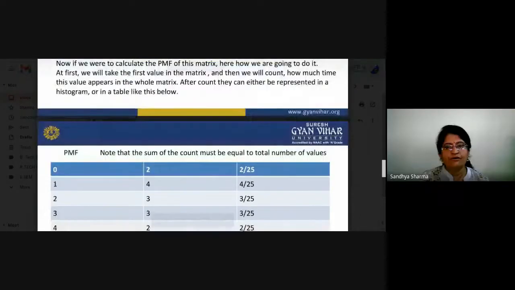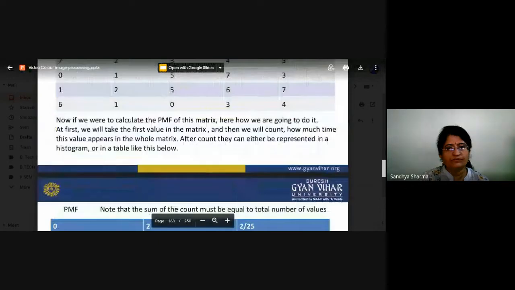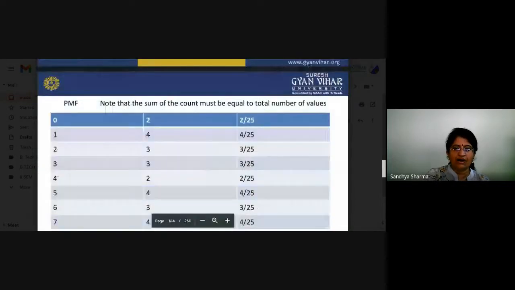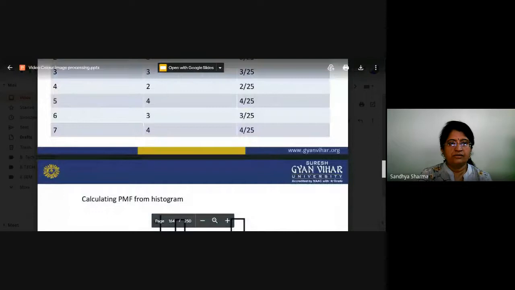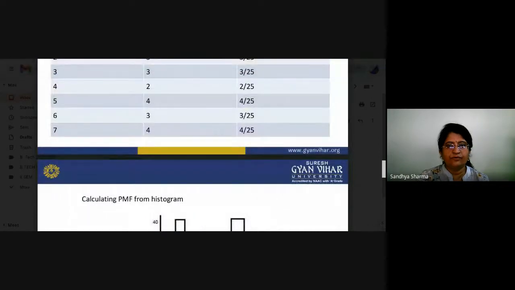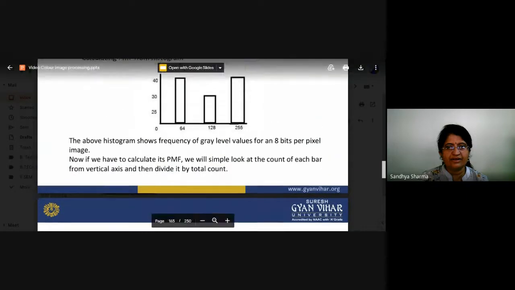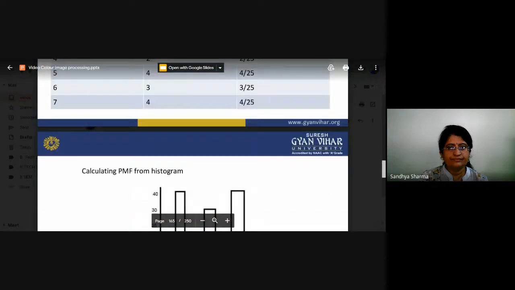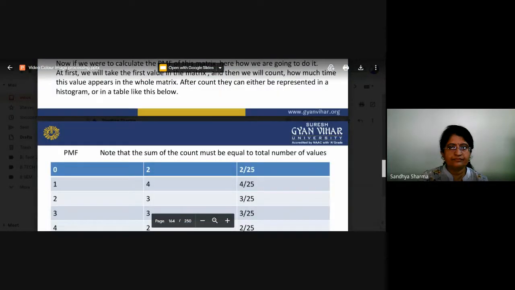So we have to calculate the PMF of this matrix. First, we take the first value in the matrix, and then we count how many times this value appears in the whole matrix. After counting, the results can be represented either in a histogram or in a table. So you write it like this, 4 will be 4, 4, 4. Then you can write it in this way and make this. So this is the calculation. Note that the sum of the counts is equal to the total number of values.